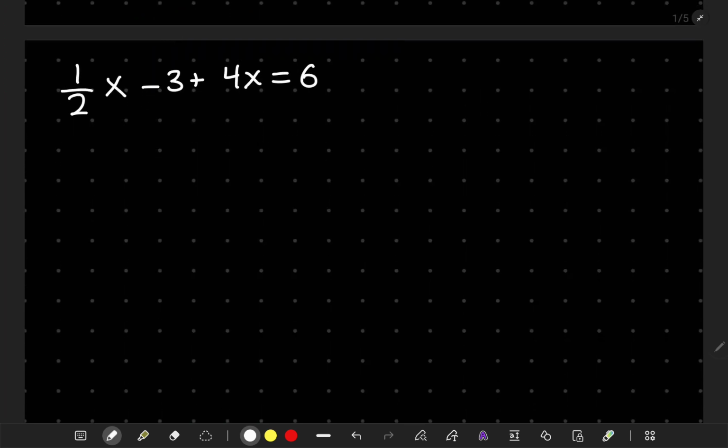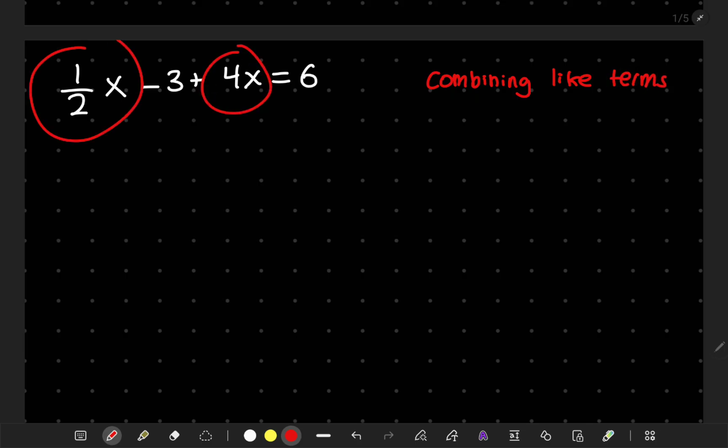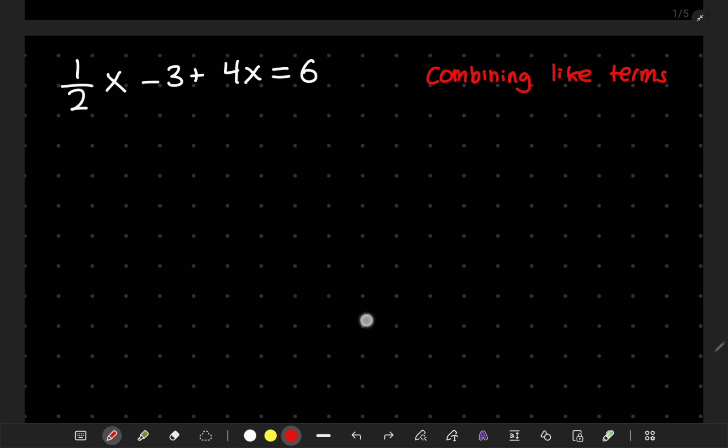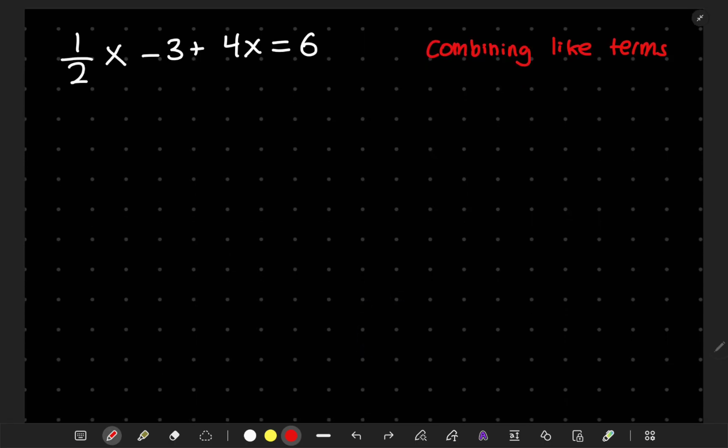1/2 x minus 3 plus 4x equals 6. I now notice that this one has variables on one side, but the key idea in this one was combining like terms. I noticed that in this equation I can combine the 4x with the 1/2 x, but there's a problem. The 1/2 is a fraction, obviously, but just like before, I'm going to combine like terms after multiplying everything.